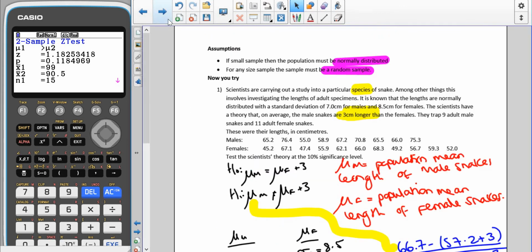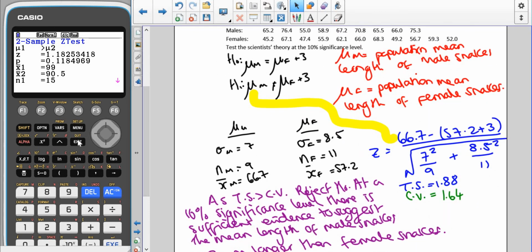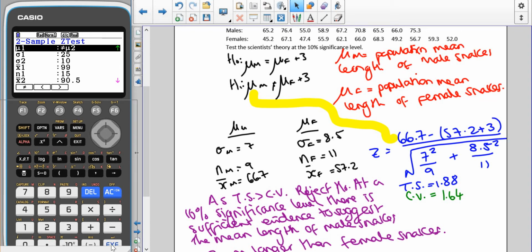I'll have a look at one more, what to do if we have a 2-tail test. So here we have a 2-tail test, so I'm just going to click exit to go back again. Remember, this is still in test T2 sample. This time our symbol in our hypothesis test is not equal to, so we need to click the not equal to button. The standard deviation of the first group is 7. The standard deviation of the second group is 8.5.